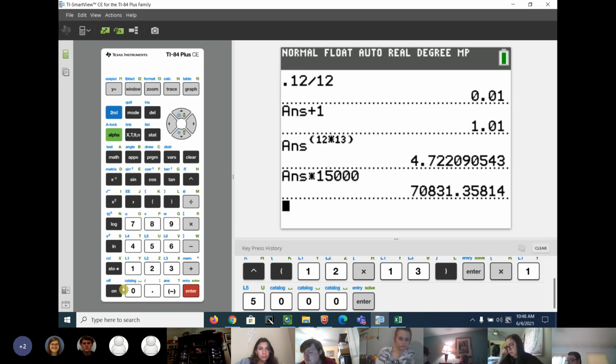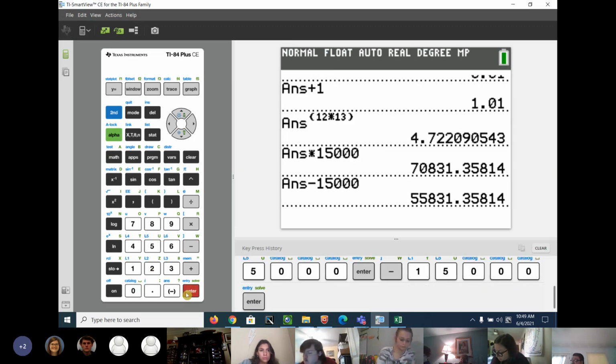And that will give you a total at the end of 15 years, or whatever, 13 years, whatever, $70,831.36. Subtract your initial investment and the interest, subtract 15,000, and the interest is equal to $55,831.36.